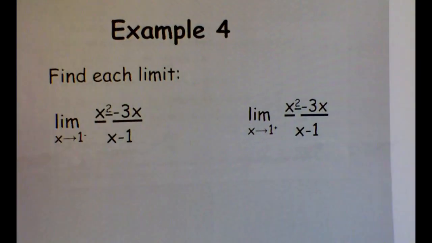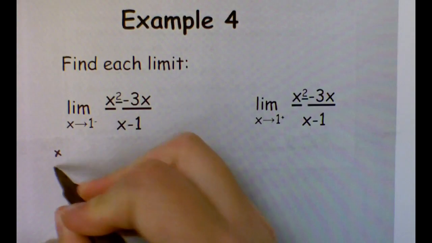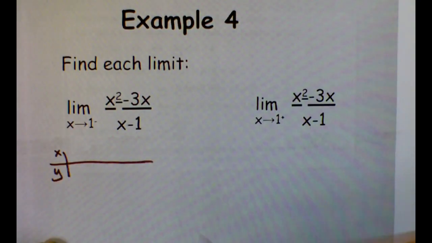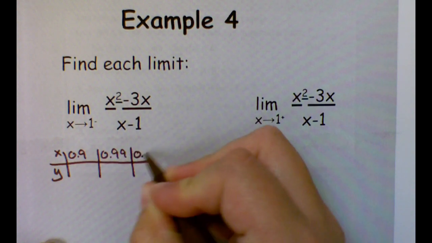So now let's find each limit. The limit as x approaches 1 from the left of x squared minus 3x over x minus 1. If I look at this, I can't factor anything. I could create a table of values, say x and y. I want to approach 1 from the left, so I'd say 0.9, 0.99, 0.999.